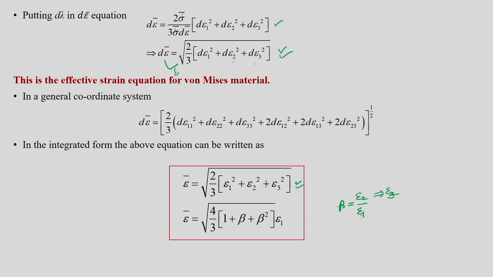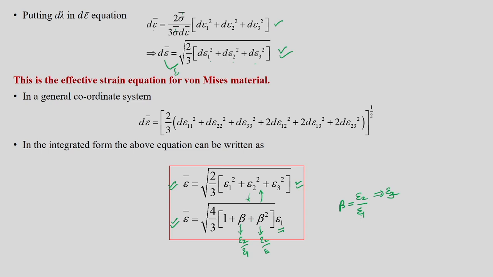So, now what I am going to do, I am going to rewrite this entire equation in terms of beta, but epsilon 1 will come into this equation outside the square root, okay. So, what you need to do is basically replace your epsilon 1, 2 and 3 in terms of beta. So, you can substitute beta here and see whether you get the previous equation, epsilon 2 divided by epsilon 1. You can just check this so that you find out whether you get this equation or not, okay. So, what we got is basically this is one equation, this is another equation which will be useful for us. And again, epsilon bar is equal to square root of 2 by 3 into epsilon 1 square plus 2 square plus 3 square.